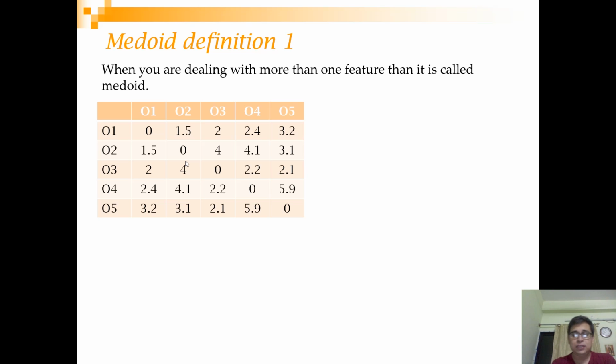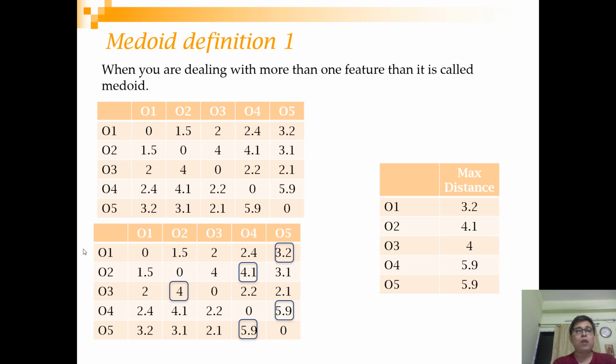Your next step is you find out, for each of the observations, what is the farthest distance. So what we do is we find out for O1 which is the furthest. Here we find that 3.2 is farthest. Here we find 4.1 is farthest. Here we find 4 is farthest, and so on. Finally, we list down these max distances, and whichever has the minimum value of that, I choose as the medoid. So in this case, I choose O1 as the medoid.